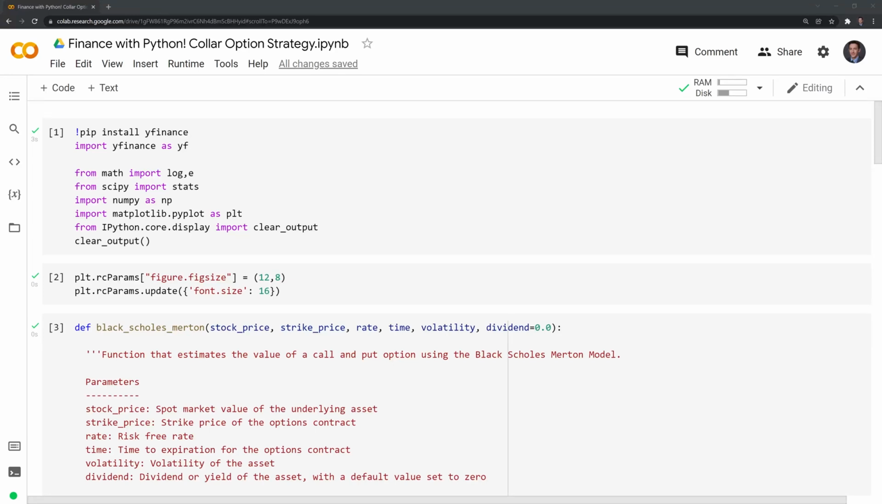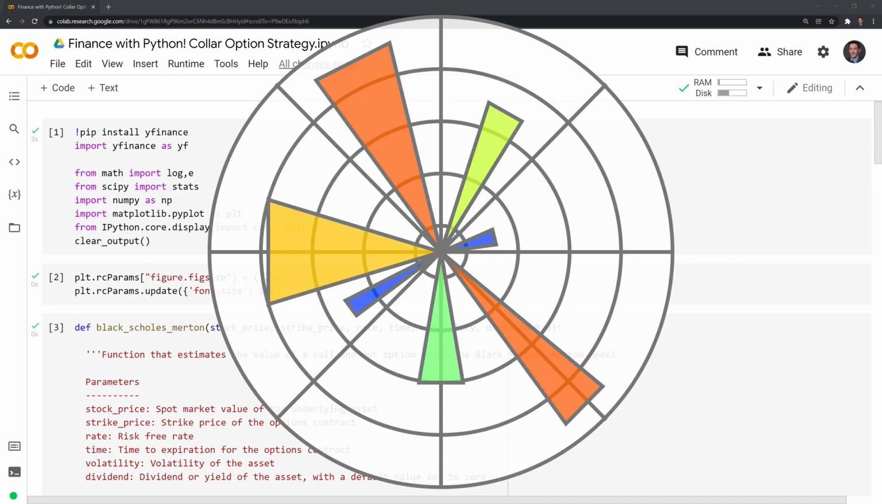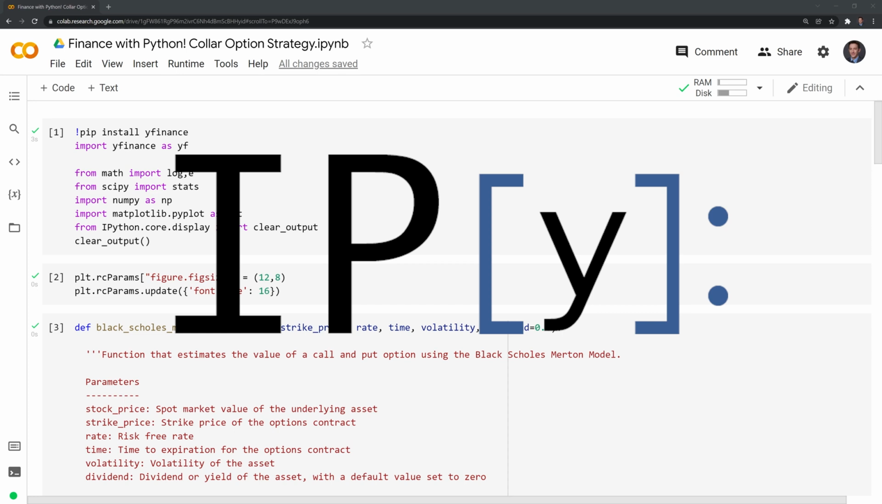Hi everyone. In this video, I'll explain what a collar option strategy is and how to simulate it within Python. The packages that we'll use include yfinance, math, SciPy, NumPy, Matplotlib, and IPython.